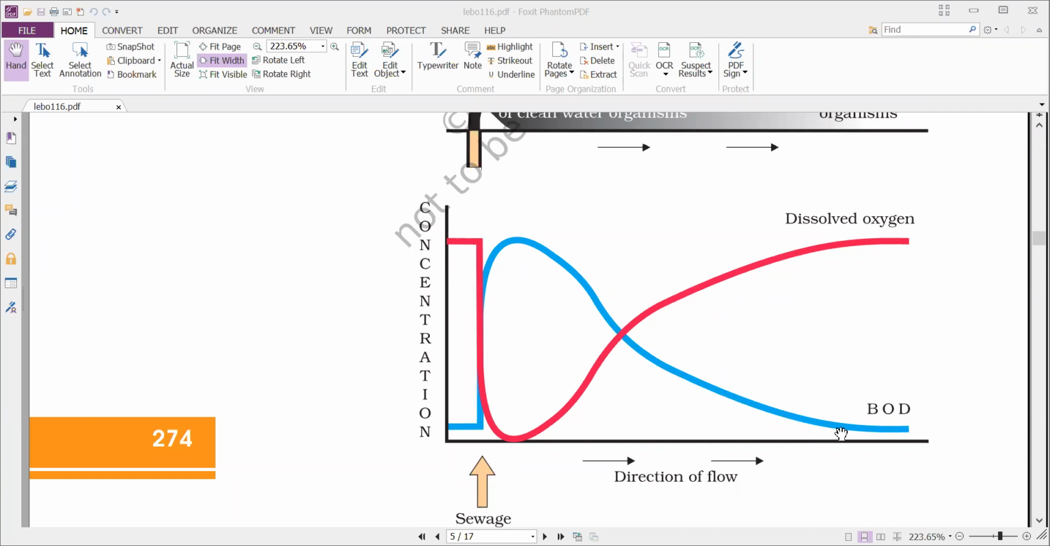If the dissolved oxygen is less, the BOD will be higher. If the dissolved oxygen is more, the BOD will be lower. If BOD is lower, it is indicating that the water is not polluted. If the BOD is higher, it is indicating that the water is having more organic matter and that water is said to be polluted.